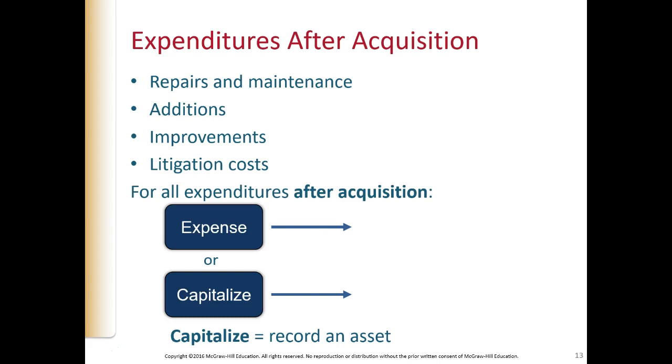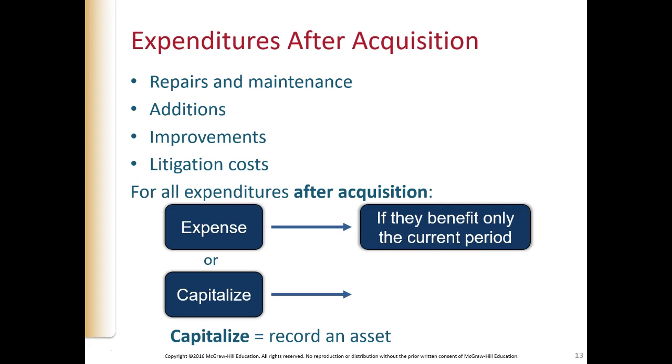Now, repairs and maintenance. We will incur this, of course, on a regular basis on almost any asset that we have. Then we have other expenditures, additions, improvements, litigation costs. So, for all expenditures after acquisition, if they benefit only the current period, we need to expense those. So we will debit repairs and maintenance expense, whatever expense account that we're using. This is the expense that goes straight to the income statement this year.